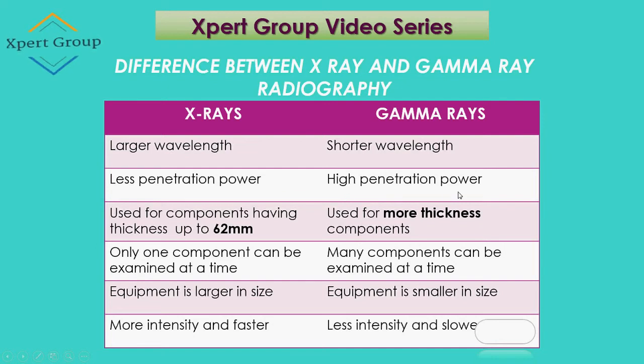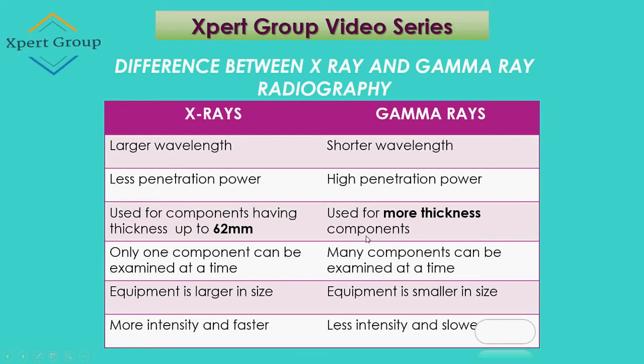So gamma rays can penetrate very thick metal sheets used for components having thickness up to 62 mm. As you know, X-rays have less penetration power, so they can penetrate up to a 62 mm thick sheet. But as compared to X-rays, gamma rays can penetrate more thick sheets and more thick components.